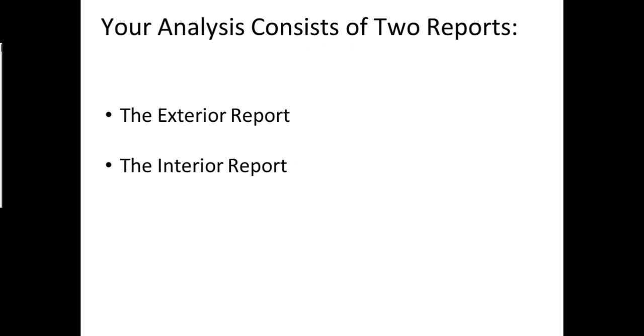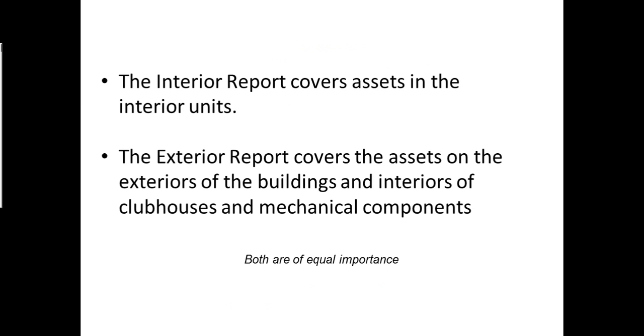We have 2 reports for each property, the exterior report and the interior report. The exteriors include building exteriors, amenities, landscape. The interior reports include components such as unit carpeting, linoleum, painting. I really want to stress that both are of equal importance.